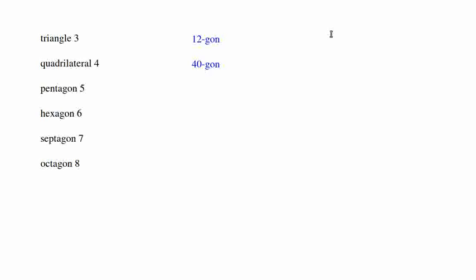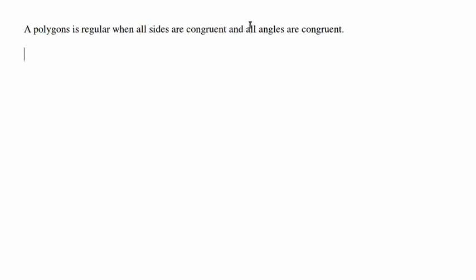Now, let me define what it means to say that a polygon possesses the property of regularity. Or people will say that a polygon is regular. So let me state what that means right now so that there's no misunderstanding. I'll type it out. A polygon is regular when all sides are congruent and all angles are congruent.